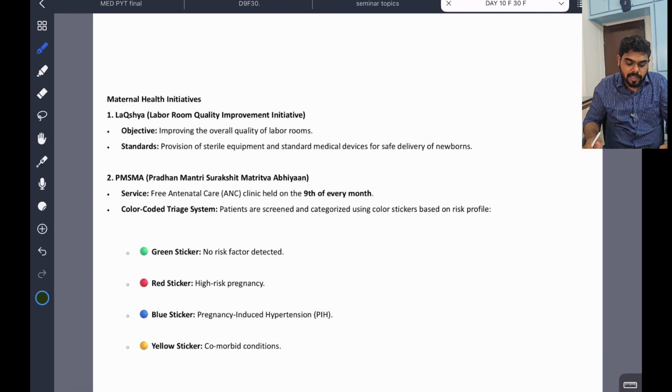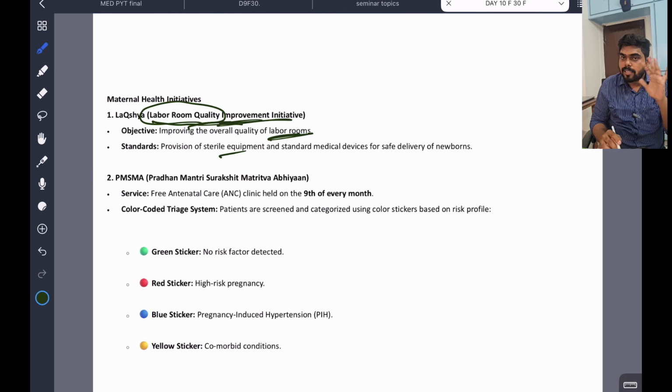Among maternal health initiatives, we have Lakshya, the labor room quality improvement initiative. Lakshya, labor room quality, is very important. The labor room should have proper sterile equipment, and everything should be there. That's why Lakshya is related to the labor room. And we can see Pradhan Mantri Surakshit Matritva Abhiyan. This is also important. It is an antenatal visit clinic on the 9th of every month, a free ANC visit clinic held on the 9th of every month.